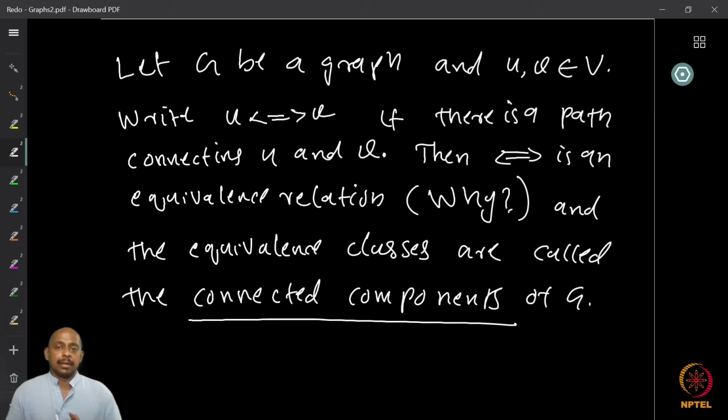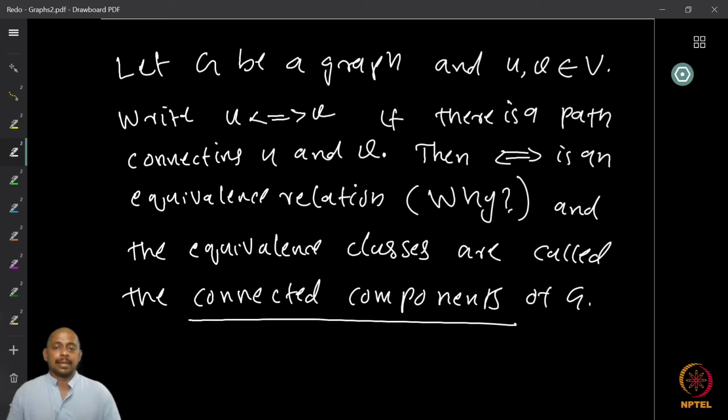Given a graph and a pair of vertices u and v, we say u is reachable from v, and v is reachable from u, or u and v are interconnected, if there is a path connecting u and v. So if I can go from u to v as well as from v to u, then I will say uv is an interconnection relation.